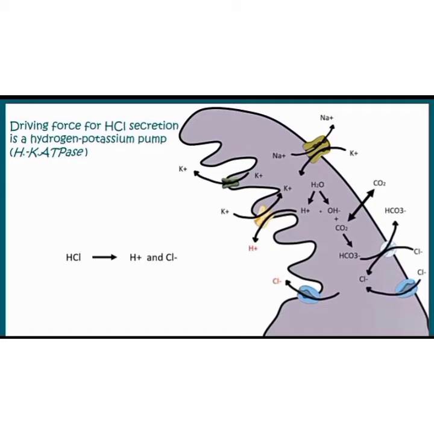So I hope you understand how HCl is formed. It is the hydrogen ion which comes from the splitting of water, and the chloride ion which moves into the cell and then into the lumen, so they form HCl. Along with the chloride ion, some sodium also moves in, and this sodium combines with the bicarbonate to form sodium bicarbonate.